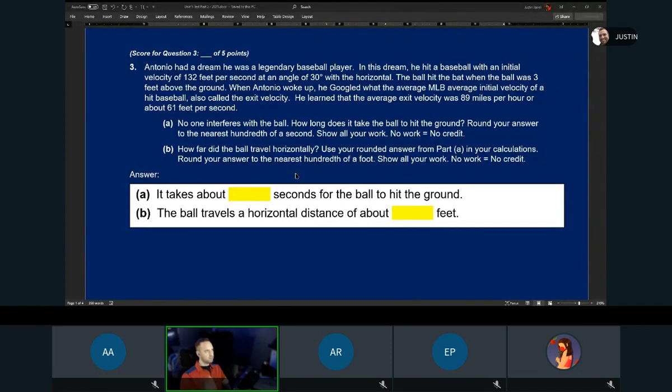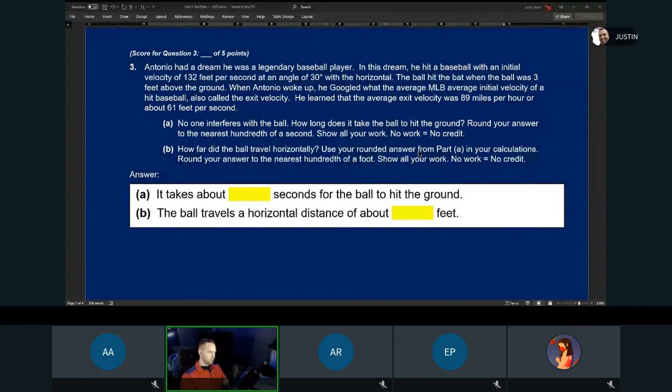So really, you guys watched the lesson from yesterday. It's very similar to those examples. One thing I put in part B is to use your rounded answer from part A in your calculations. In yesterday's lesson, I used the exact values when doing the second half of the problem. I'm telling you, don't do that. I want you to use the rounded answer that you found in part A to answer part B. It'll make everything easier, at least for part B for sure.